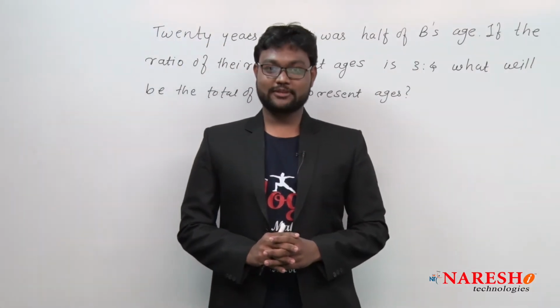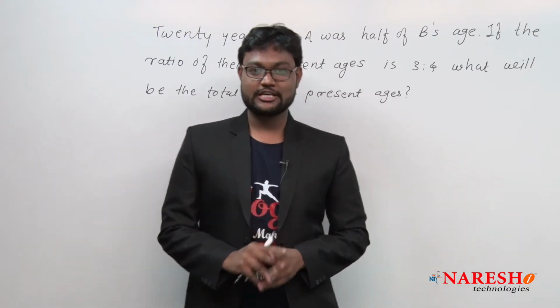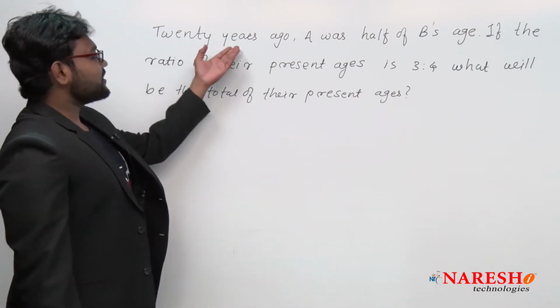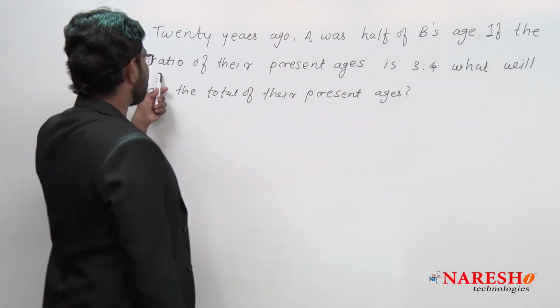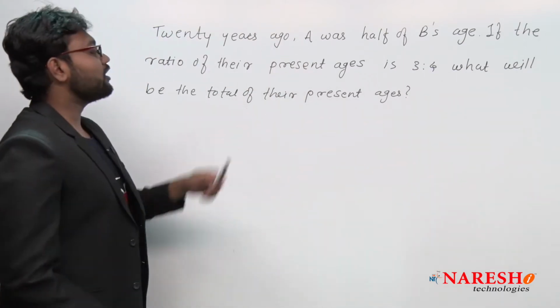Hi, this is Akshay from Naresh IT, and today we are going to discuss the second problem on ages. Now let us see what that problem is. First I'll read this problem. 20 years ago, A was half of B's age. If the ratio of their present ages is 3:4, what will be the total of their present ages?